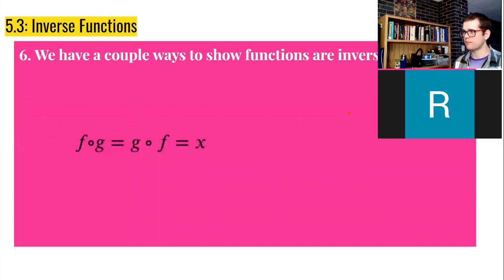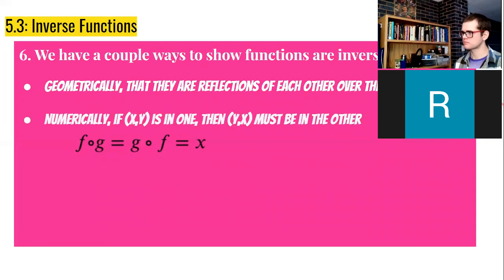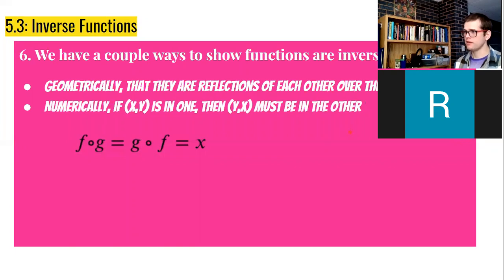Six. We have a couple ways to show functions are inverses. Geometrically, we could show that they are reflections of each other over the line y equals x, which follows with a lot of the things we've done. Numerically, if (x, y) is in one of them, then (y, x) must be in the other. Again, that's this first bullet point, so you can verify they're inverses that way.